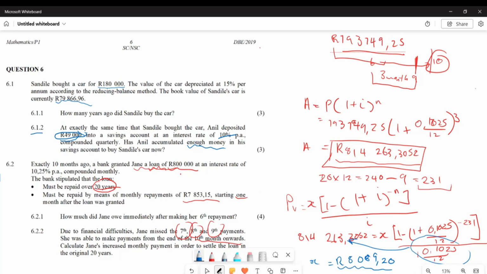If you check the variance between 7,853.15 and 8,089.20, it is almost 200 and something that she must add monthly on top of the 7,000, so that she also covers for the 3 months that she missed altogether.